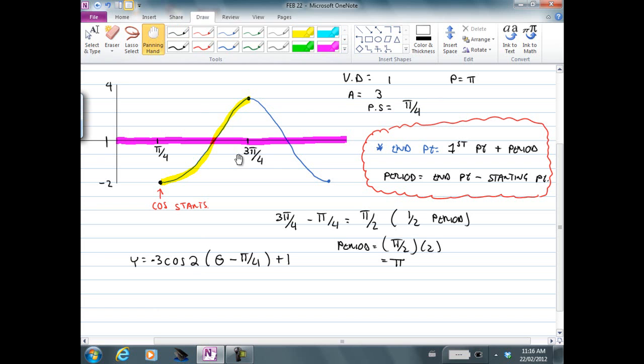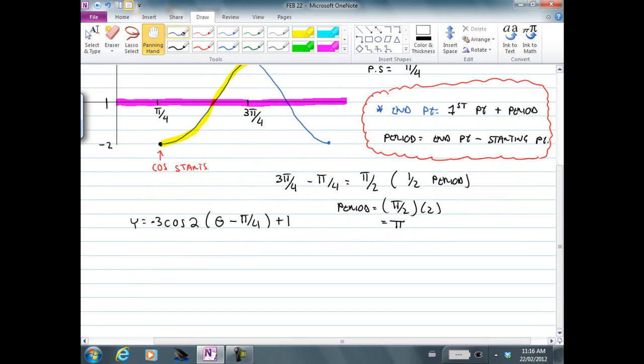Some students say, Mr. No, I don't really need to start here, do I? The answer is no. You can start here also. Watch what another answer can have for cos. If you like, you can say y equals 3 cos. Everything stays the same. 2 theta minus 3 pi by 4 plus 1.